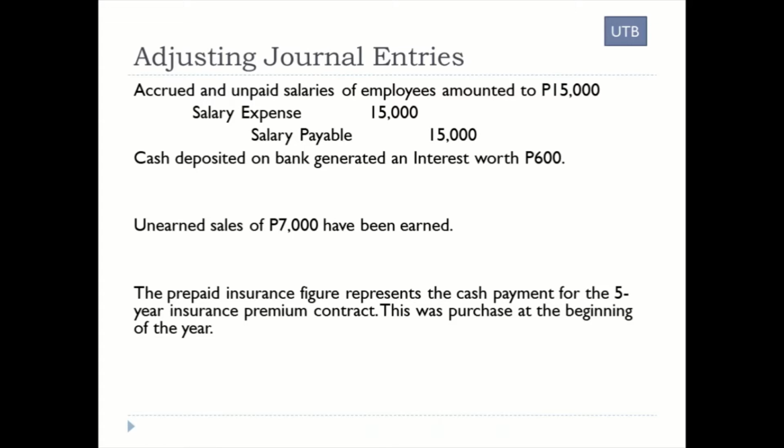And again, our credit account is salary payable, 15,000. So, again, debit salary expense, 15,000. It is already an expense for that particular period. But since it is not yet paid, it is considered as salary payable. It is payable. Okay, salary payable, 15,000.